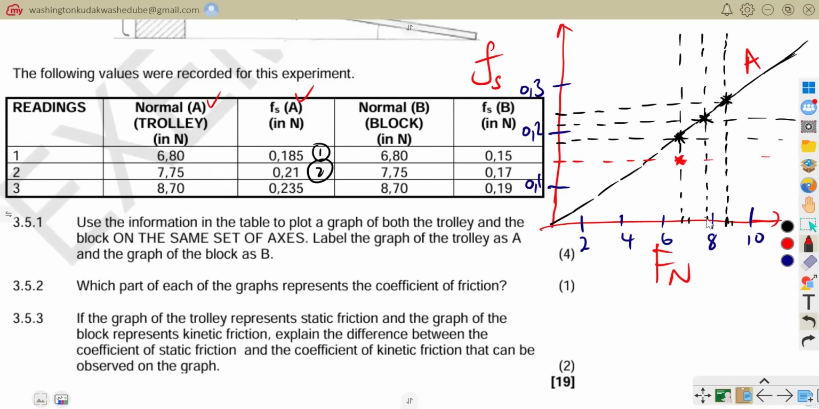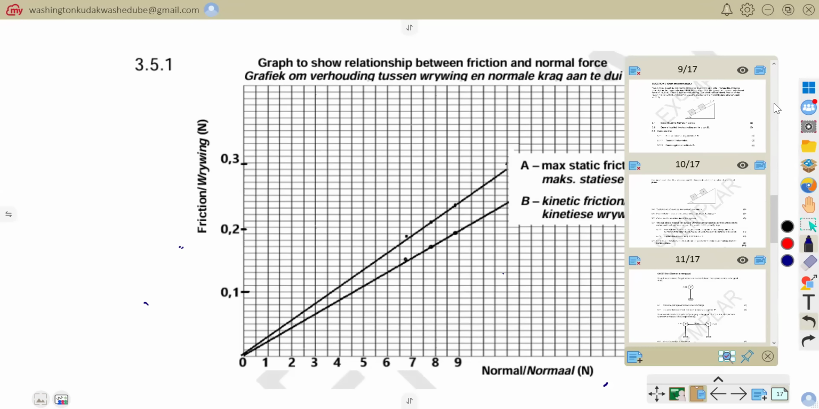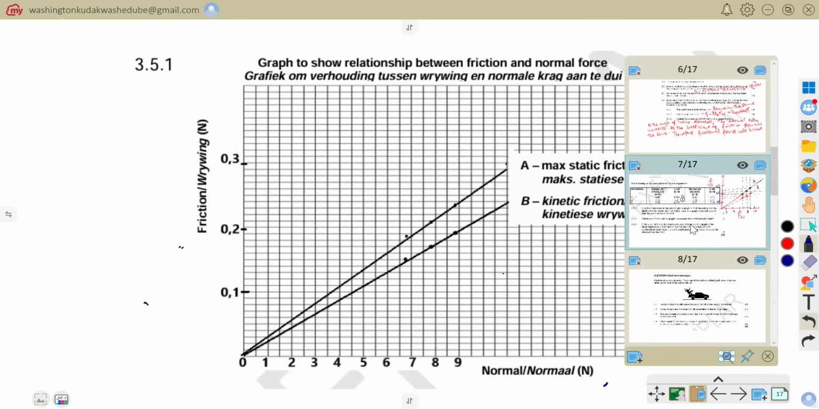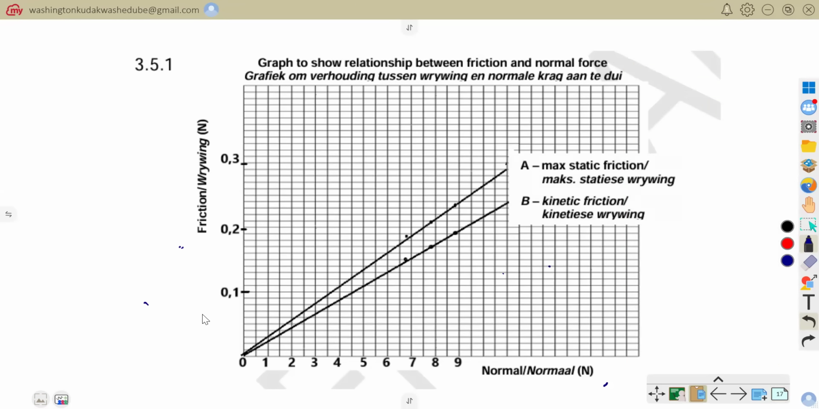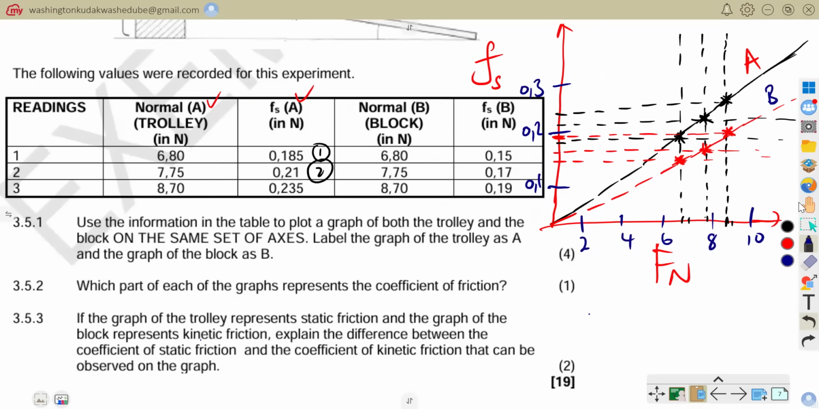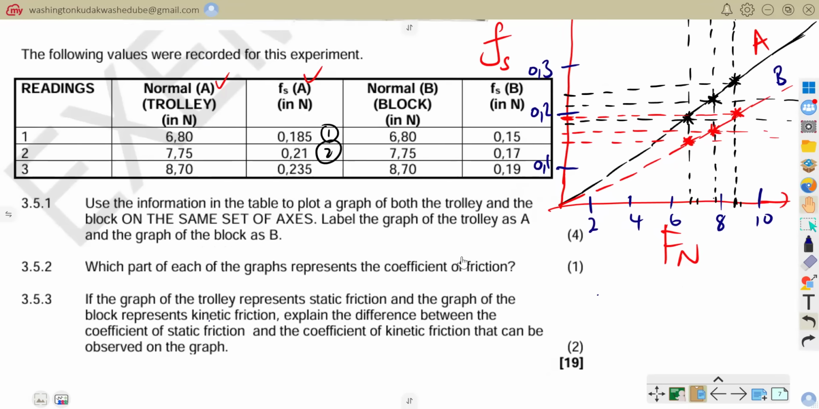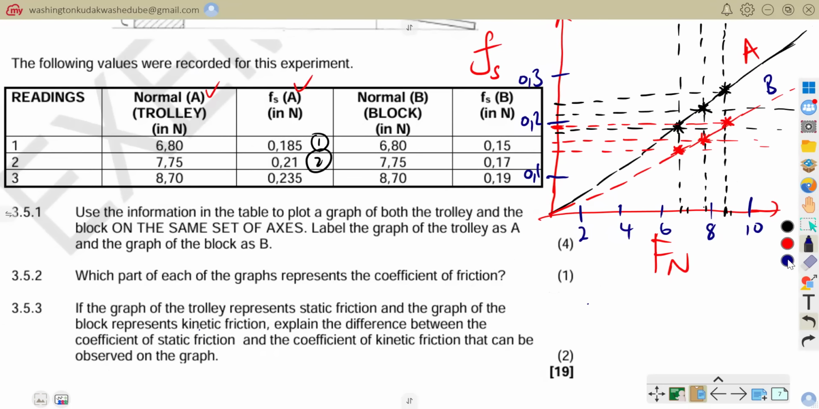So after that, let's hear what the next questions are saying. Now they are saying: which part of each of the graphs represents the coefficient of friction? From these graphs, which part represents the coefficient of friction?